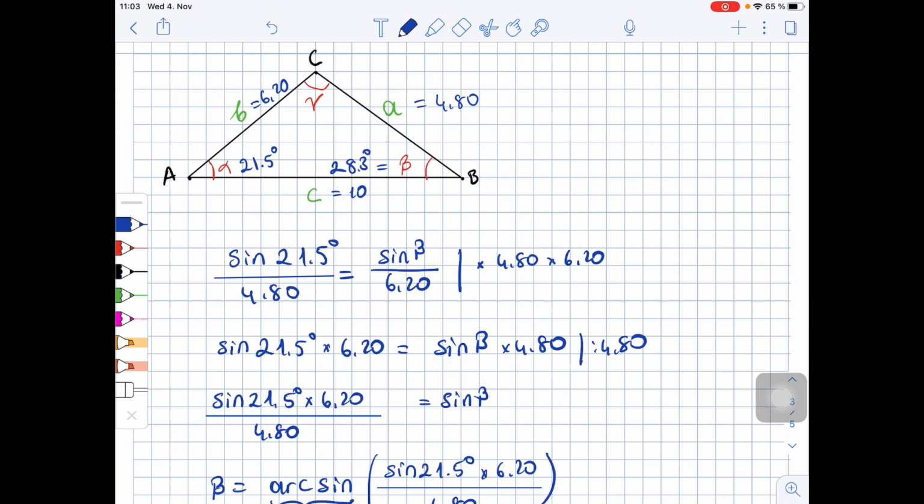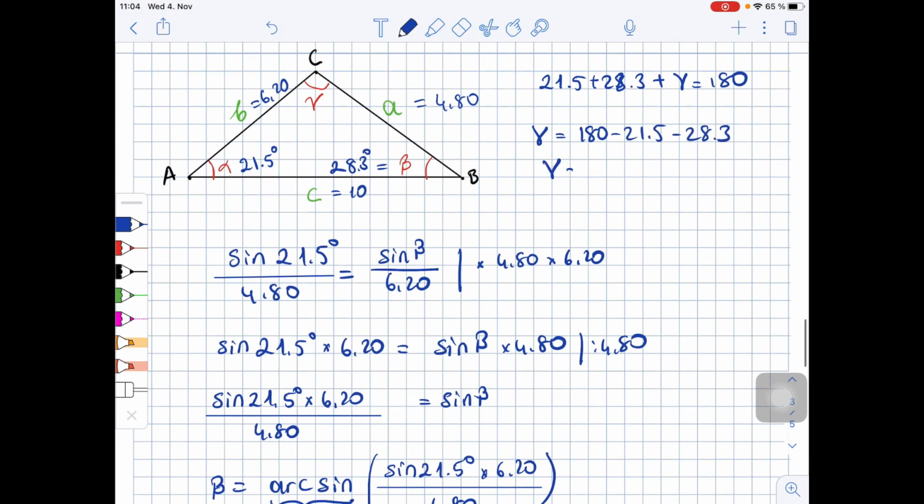So it's very easy now, right? So we know that 21.5 plus 28.3 plus gamma is equal to 180. Then gamma is equal to 180 minus 21.5 minus 28.3, which is equal to 130.2. Are we done with all? Yes, this is equal to 130.2 degrees. So far so good.